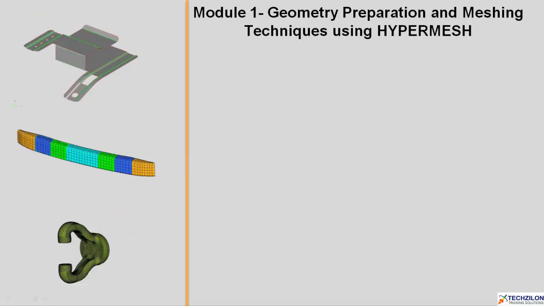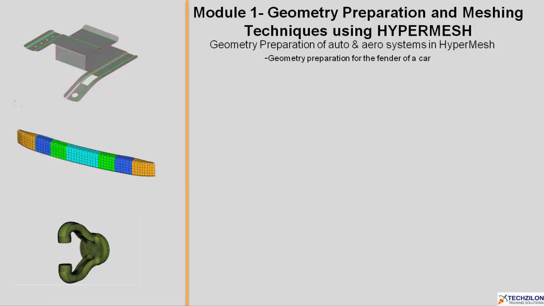Module 1 will consist of geometry preparation and meshing techniques using HyperMesh. This will include geometry preparation of auto and aero systems using HyperMesh, under which we learn about the geometry preparation for the fender of a car, geometry cleanup for the center pillar of a car, and the geometry preparation for the wing panel of an aircraft.